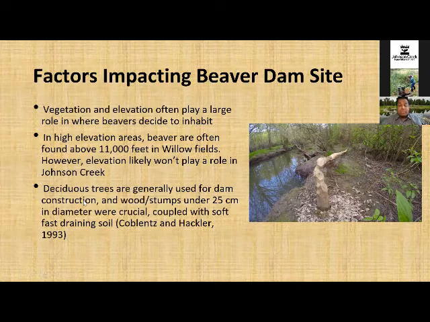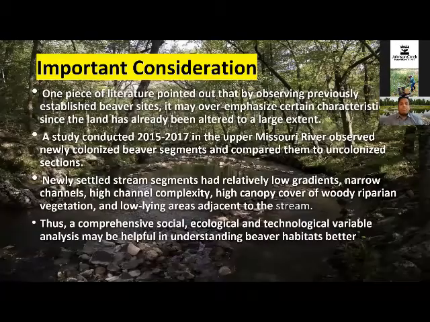Trees are generally used for dam construction. Wood stumps under 25 centimeters in diameter were crucial, along with soft, fast draining soil that is required. And you can see a picture here, although this picture I did not take, it's a stock image. You can see that this is how beavers destroy a tree. An important consideration here is that previously established beaver sites may show overemphasis on certain characteristics, since the land has already been altered to a large extent.